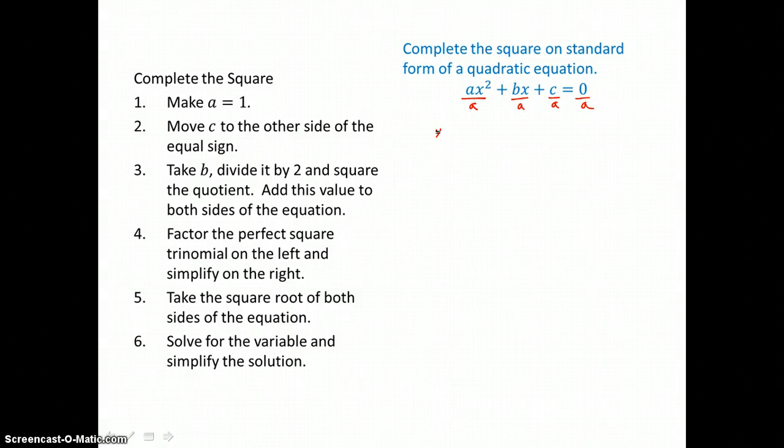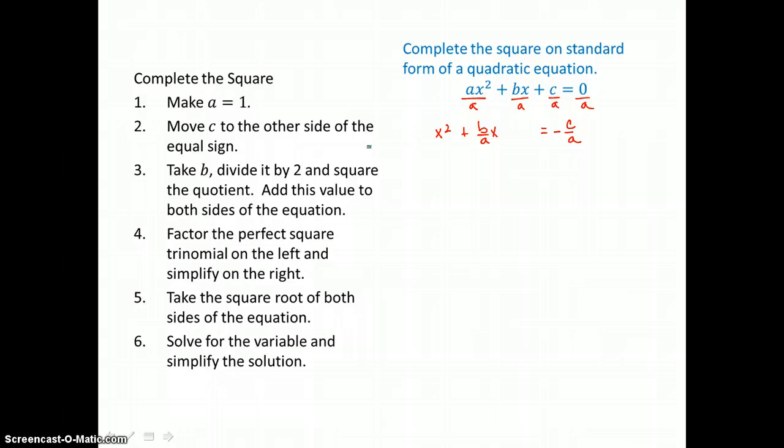So I get 1x squared plus b over a x plus c over a equals 0. But I know that I have to move that constant term to the other side of the equation, so I'm going to and leave a space to complete the square on x. So I'll write this as equals negative c over a.